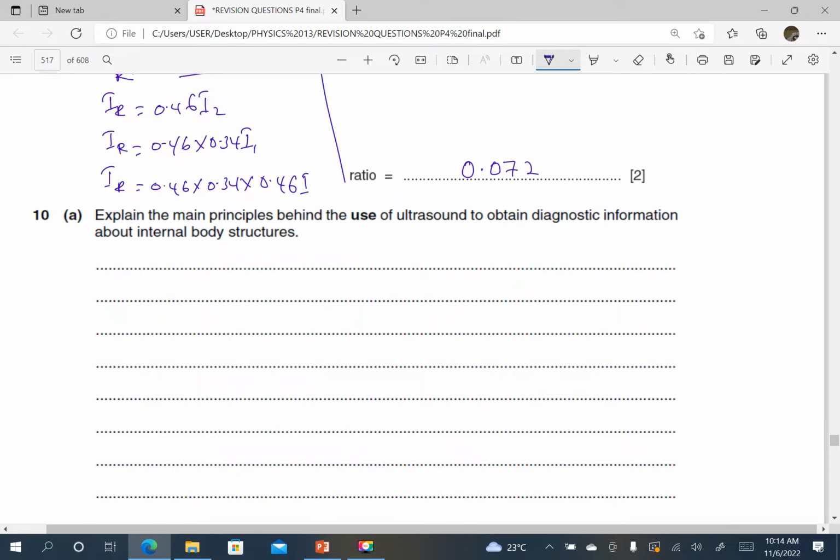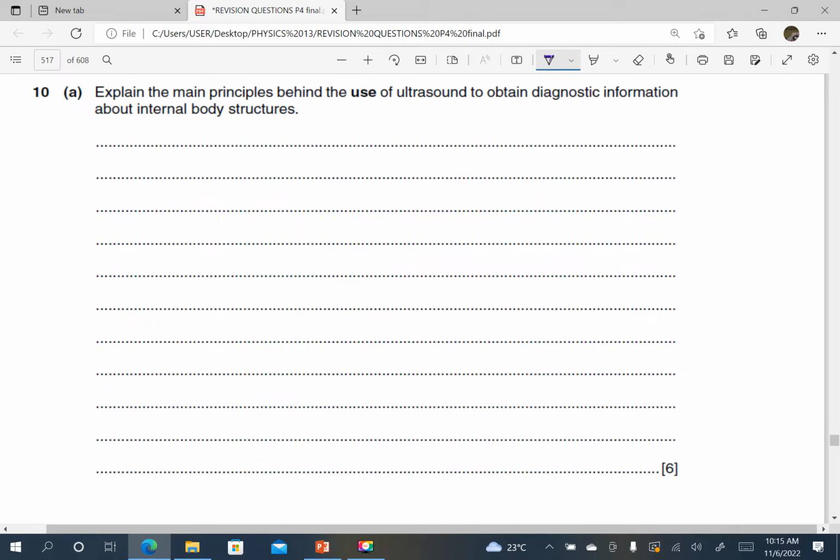Explain the main principles behind the use of ultrasound to obtain diagnostic information about internal body structures. So this is a common question. Of course, here I gave it 6 marks. It could be more or less.